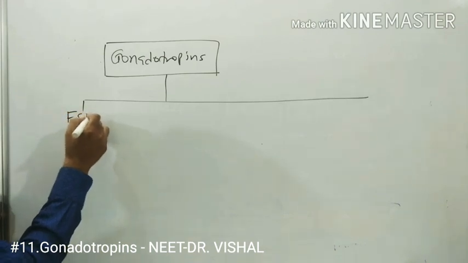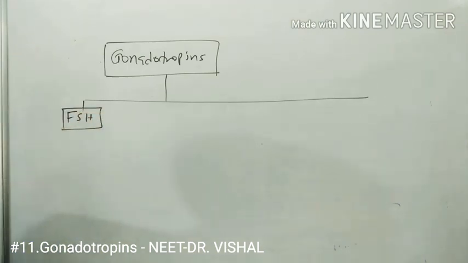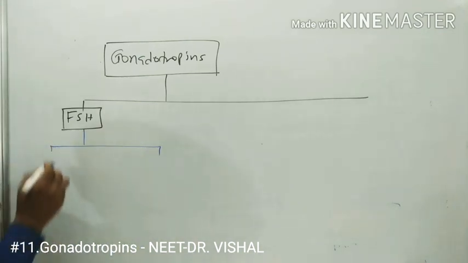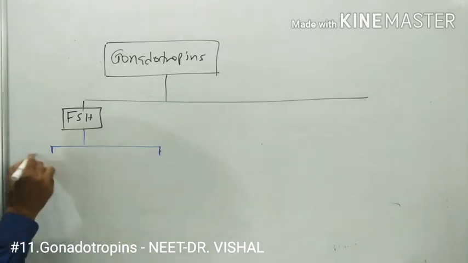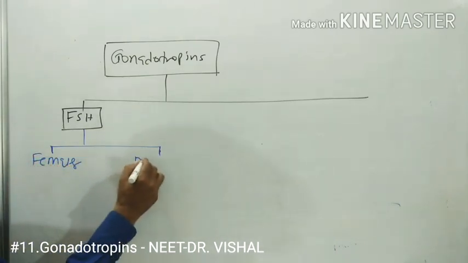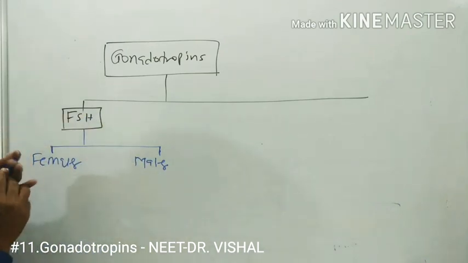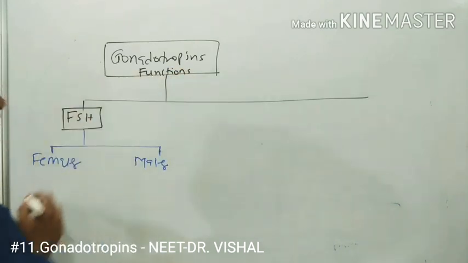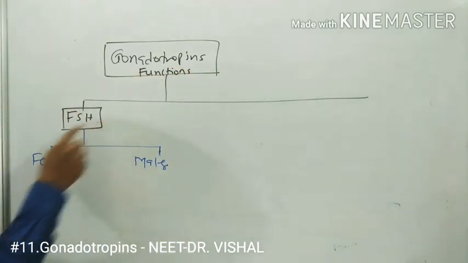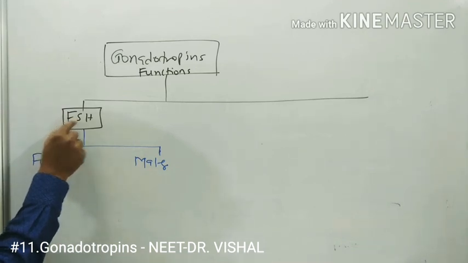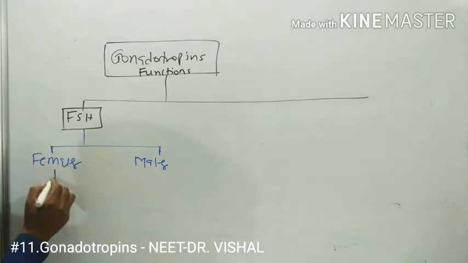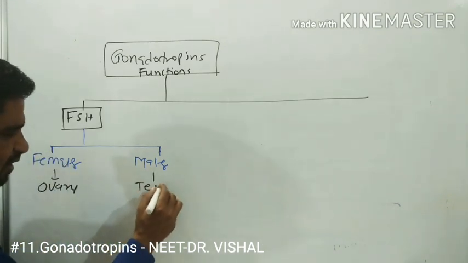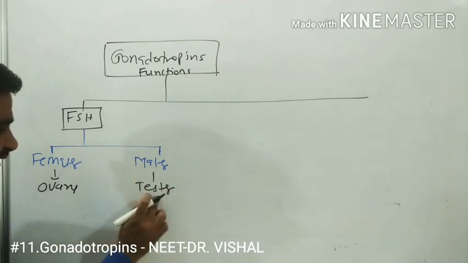I am going to classify gonadotropins into some types. The first one is FSH, which is called follicle stimulating hormone. This FSH influences activity in both males as well as females. This is gonadotropin functions, you can write or remember this. So first is FSH, remember F stands for follicle stimulating hormone. In females, the action takes place on the ovary, and in males, the action is seen on the testes. Ovaries and testes are the gonads.